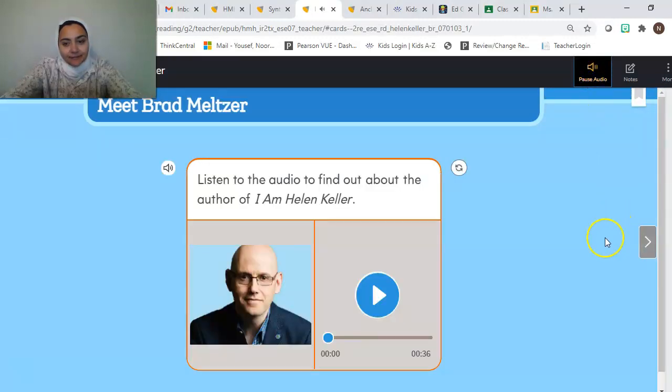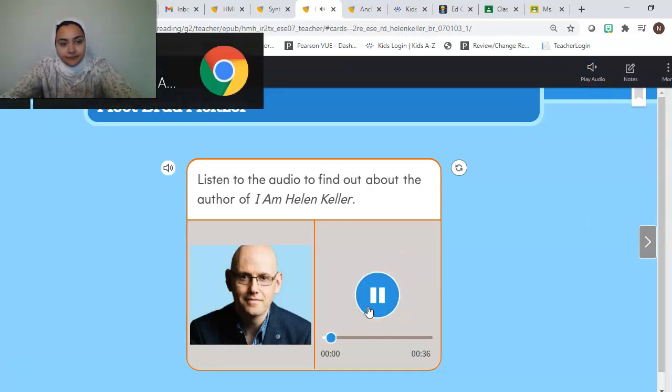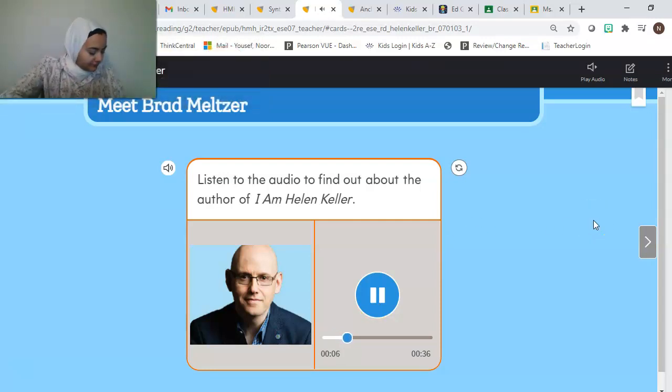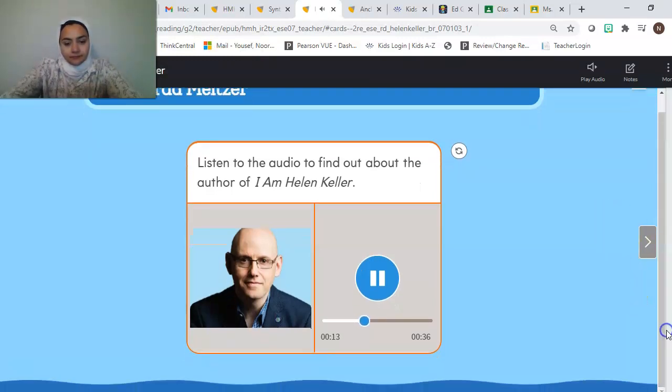Meet Brad Meltzer. Brad Meltzer learned about storytelling from his grandfather. He likes to tell all kinds of stories in his books. He writes biographies, mysteries, and comic books. He writes books for children and for adults.